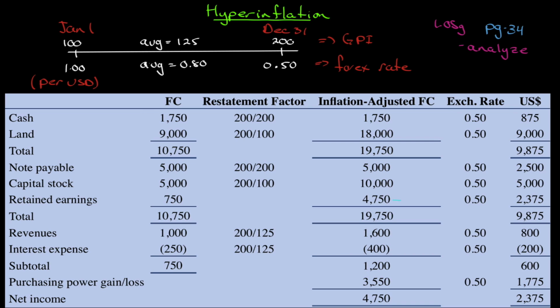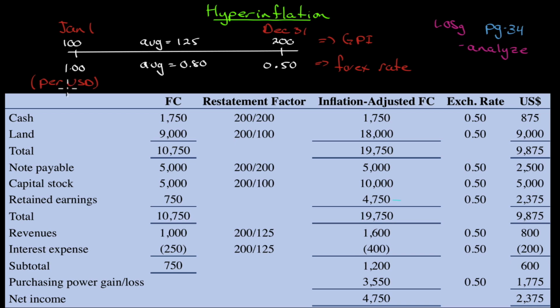All right, so let's set up our scenario. January 1st to December 31st over the course of the year. The general price index, we started the year at 100. It ends at 200. The average for the year was 125, indicating that a lot of the rise in inflation came near the end of the year.